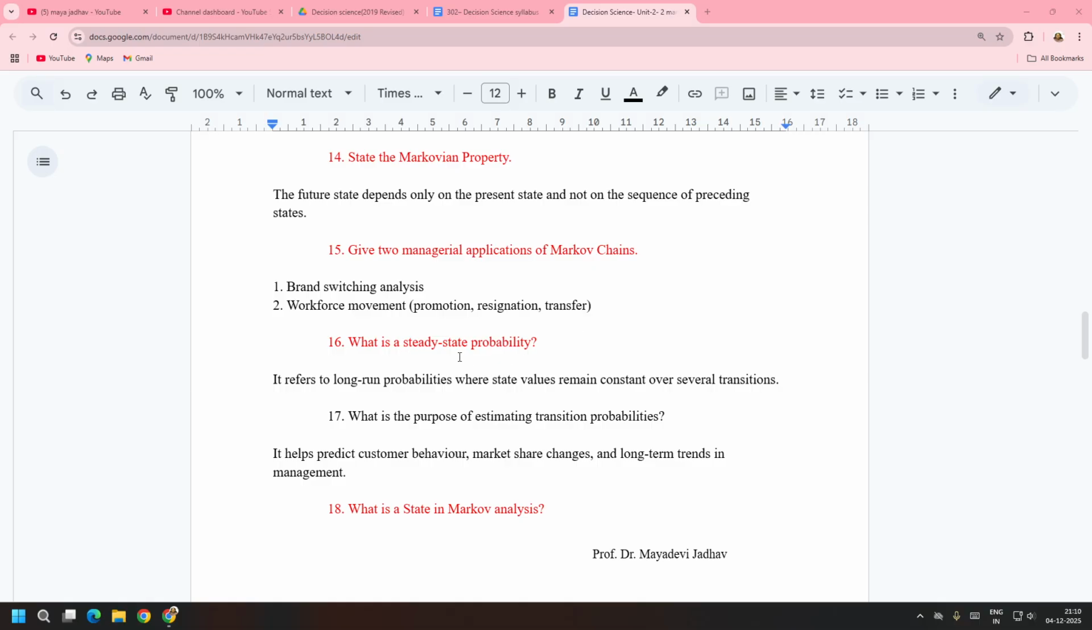What is the steady state probability? It refers to long run probabilities where state values remain constant over several transitions. What is the purpose of estimating transition probabilities? It helps predict customer behavior, market share changes, and long term trends in management.